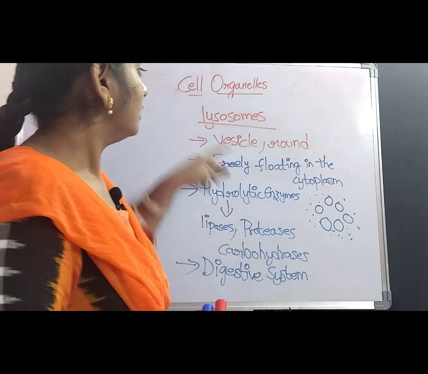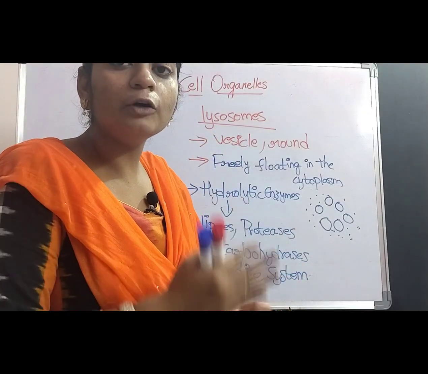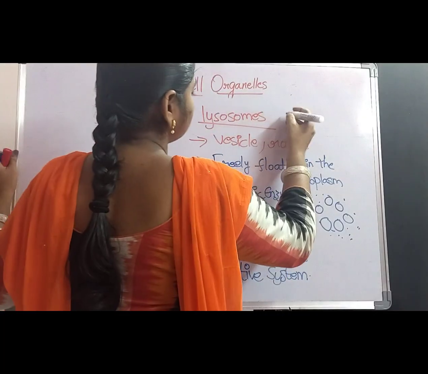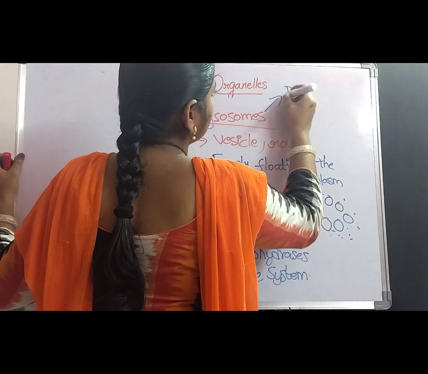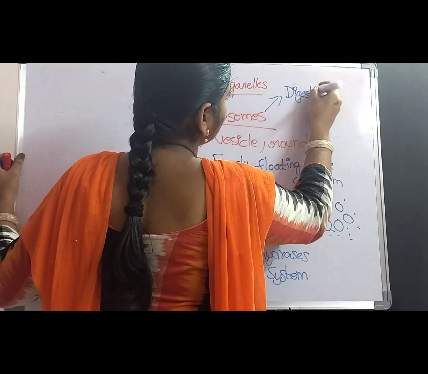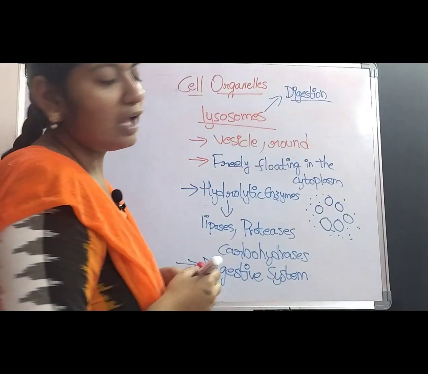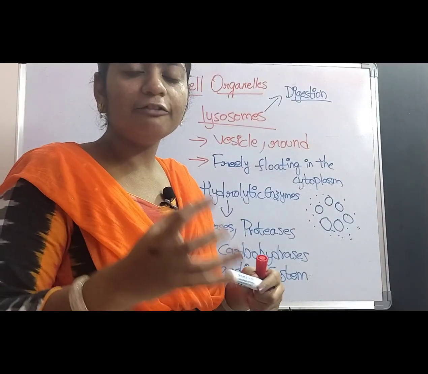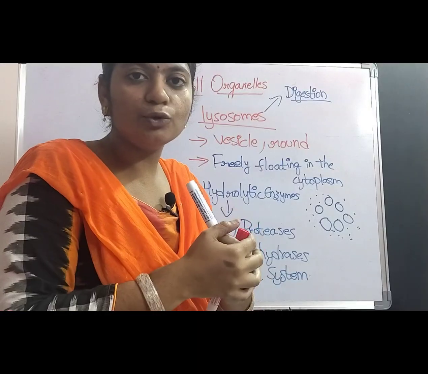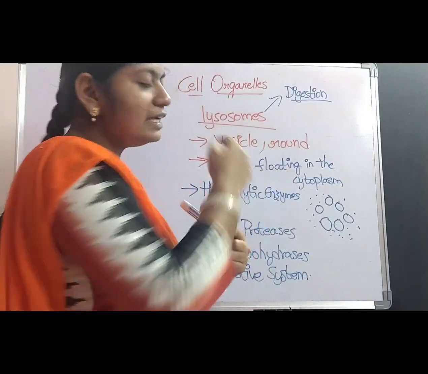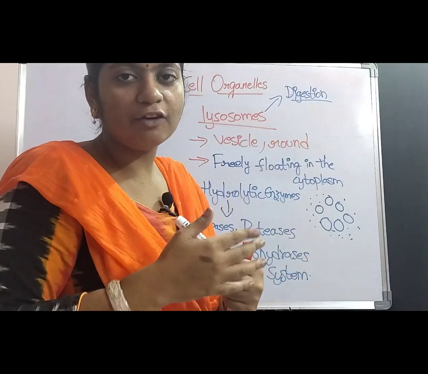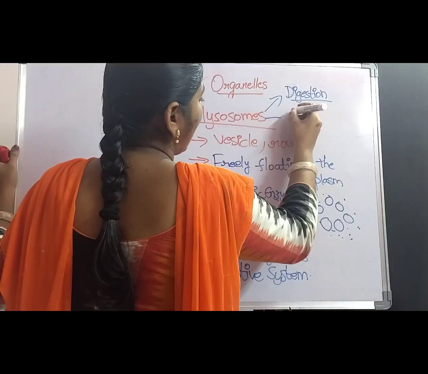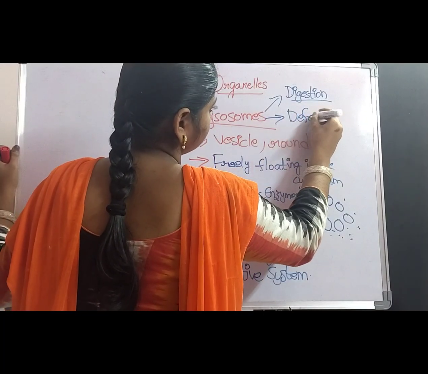In a similar way, the lysosomes also break the food particles into smaller particles. So, in the lysosomes, digestion takes place, meaning the breakdown of food particles. They also act as a defense mechanism. What is the defense mechanism? If any bacteria or virus enters the eukaryotic cell, then these lysosomes break those bacteria and viruses into smaller pieces.